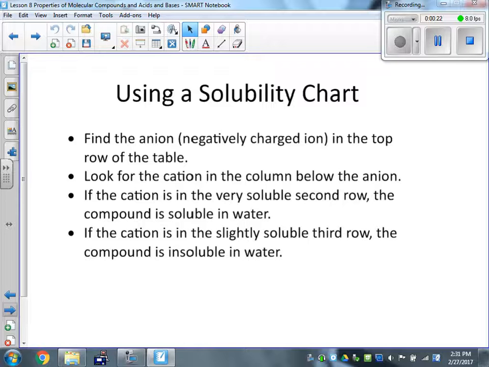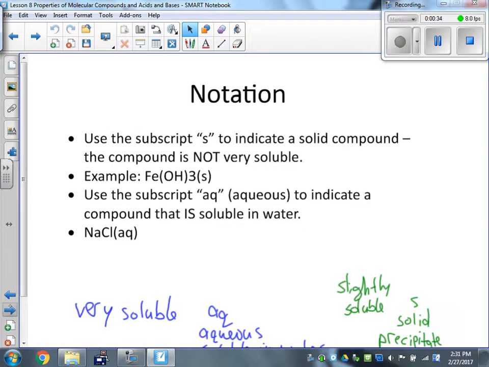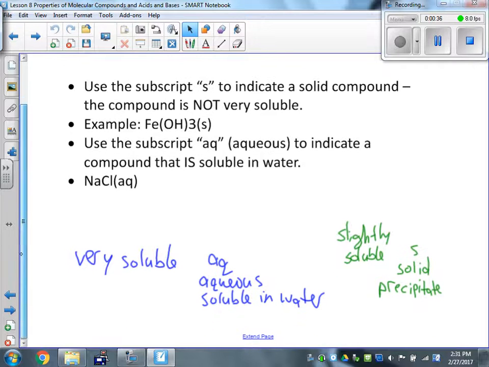We look for the negative ion across the top of your solubility chart, and then we find the positive ion in one of the two basically rows below it, yes? So we look for the negative one across the top and then the positive one, okay? If it's in the bottom row, right? So our example here, guys, is iron 3 hydroxide.